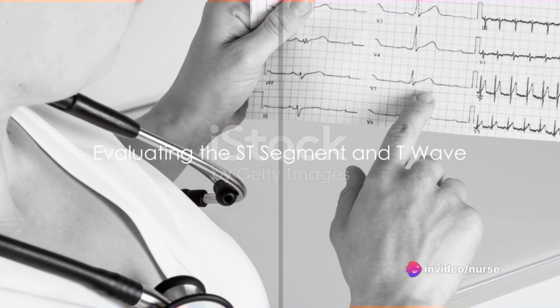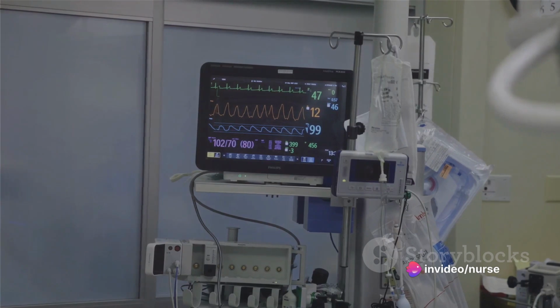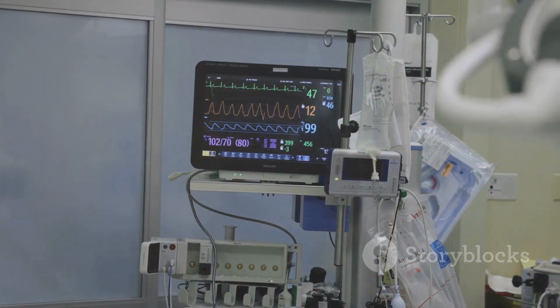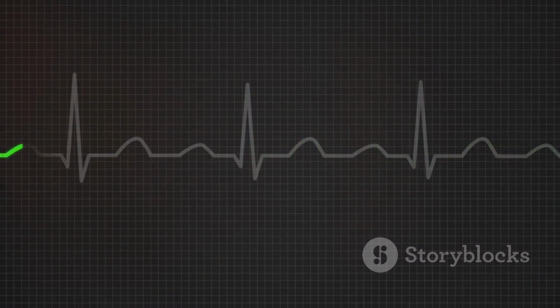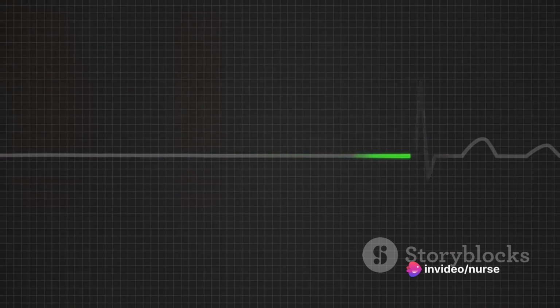Next, evaluate the ST segment and the T wave. The ST segment is the interval between the QRS complex and the T wave. ST segment elevation may indicate myocardial ischemia or injury, while ST segment depression may suggest ischemia or repolarization abnormalities. The T wave should generally be upright and follow the QRS complex.